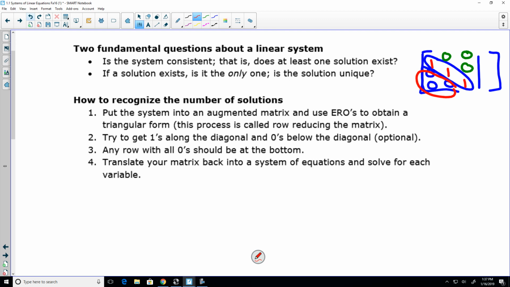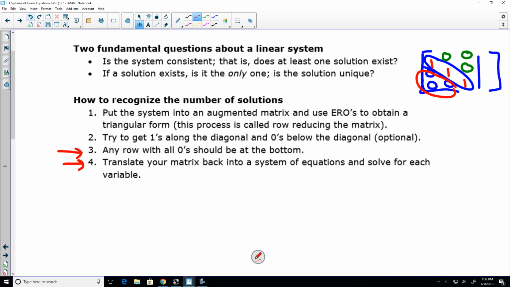If you have any rows that have all zeros, you need to move those to the bottom. And when you get done, you want to write your system back into its original form with the x's inside.